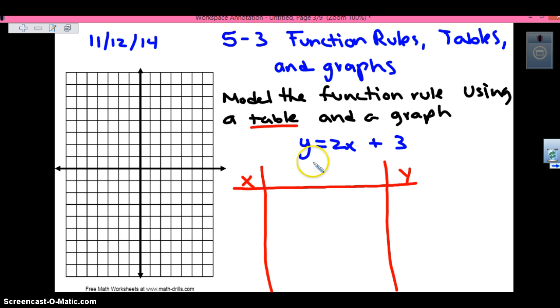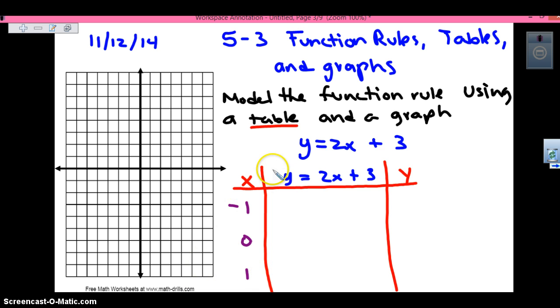We create our table, and right here in the middle we're going to write our rule, y equals 2x plus 3. Notice that I have y on my right side and x on my left side. I'm going to choose 3 numbers for x. Because I want my graph to be close to the origin, I'm going to choose -1, 0, and 1.